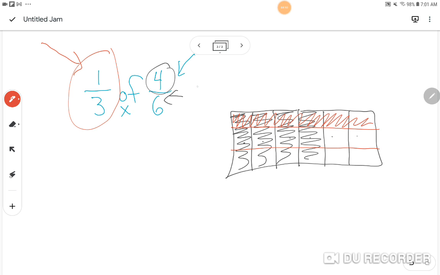Okay, and how much did I shade? How much is double shaded? We got 1, 2, 3, 4 double shaded. Out of how many? 1, 2, 3, 4, 5, 6, 7, 8, 9, 10, 11, 12, 13, 14, 15, 16, 17, 18. 4/18. All right, awesome.